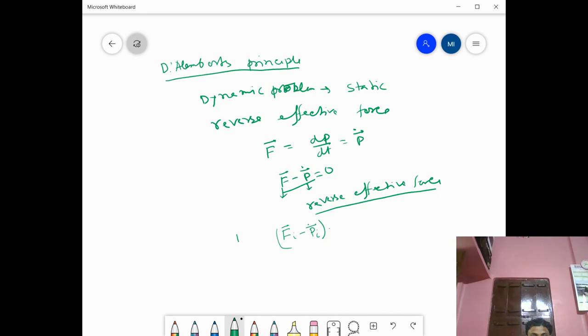We are discussing D'Alembert's principle, and we have seen that the external force with the reverse effective force is in equilibrium, right? Now, if that is the case, then we can apply the principle of virtual work.